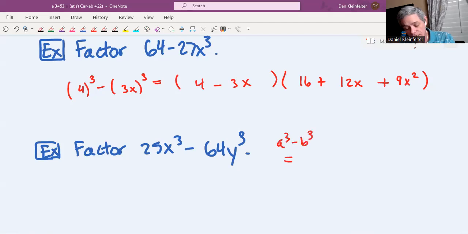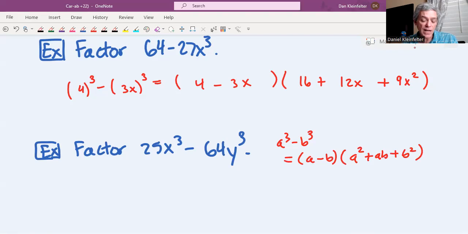All right, so this one is a difference of cubes. And so here's our formula. You can refer to it. So then our first thing is going to be 5x. Our second thing will be 4y. So we have 5x cubed minus 4y cubed.